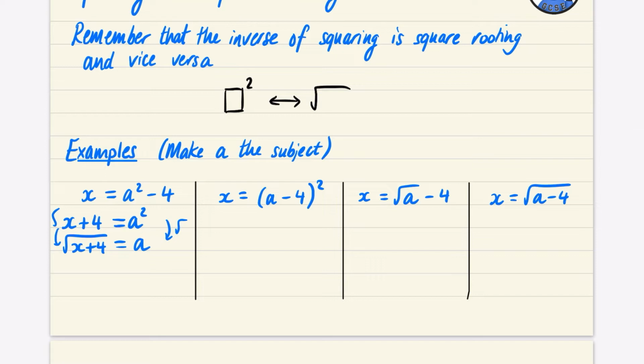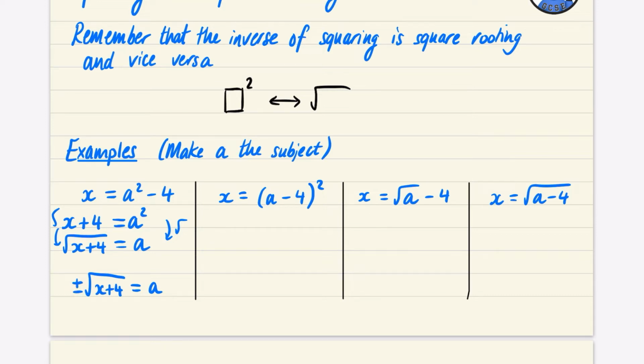Now, technically, when you take the square root, you do get the positive and negative version of it. So you get that A equals the positive and negative square root of x plus 4. But if you just wrote this line here, it would be fine as well. That's because when you take the square root of a number, like when you take the square root of 64, you do get the positive and negative 8, because positive 8 times positive 8 is 64, but so is negative 8 times negative 8. So technically, you're meant to put this at the beginning, but don't worry about it too much.